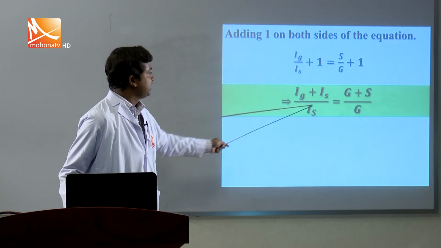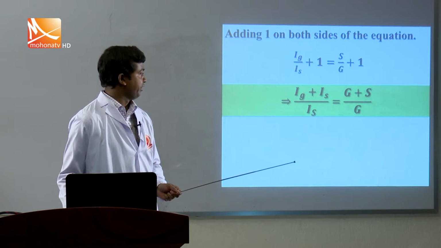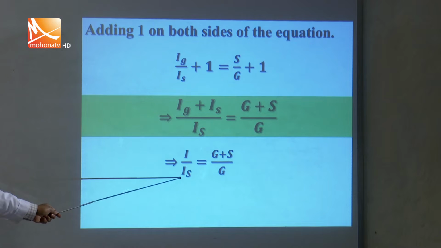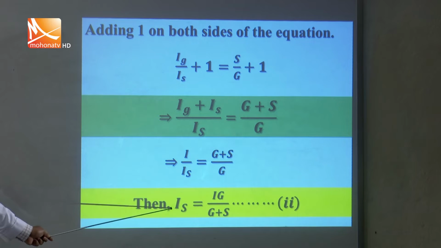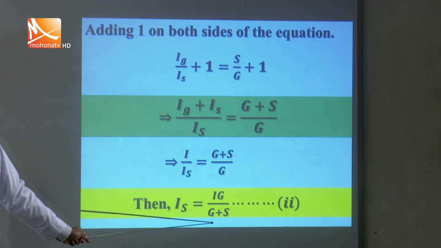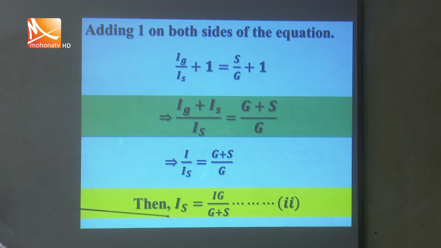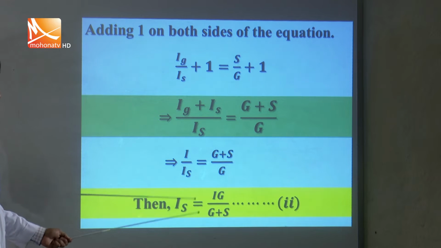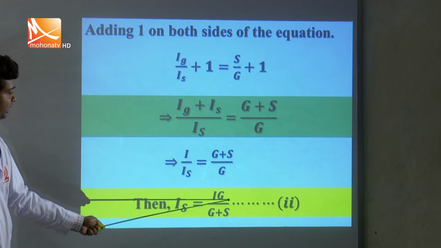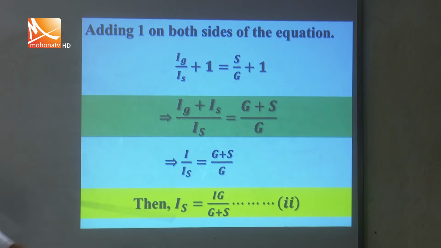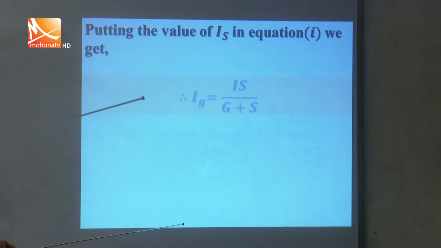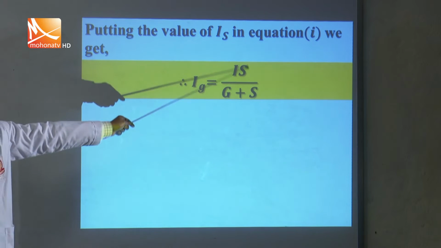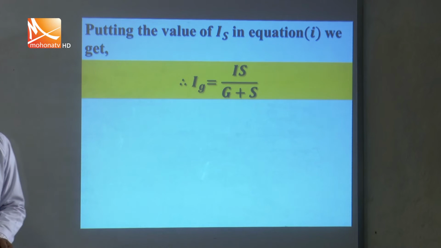And you know that Ig plus Is is the total current. Then you can write I by Is equals Z plus S by S. From this equation you can write Is equals I times S divided by Z plus S. So this is the equation of shunt current, relating the galvanometer resistance, shunt resistance and main current. Putting the value of Is in my previous equation, you can find the value of Ig, and this is the equation for Ig. This is the galvanometer current.